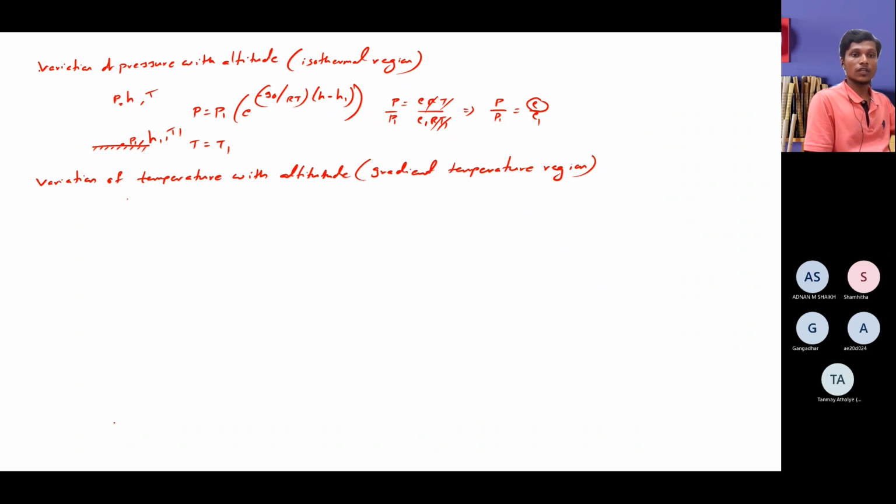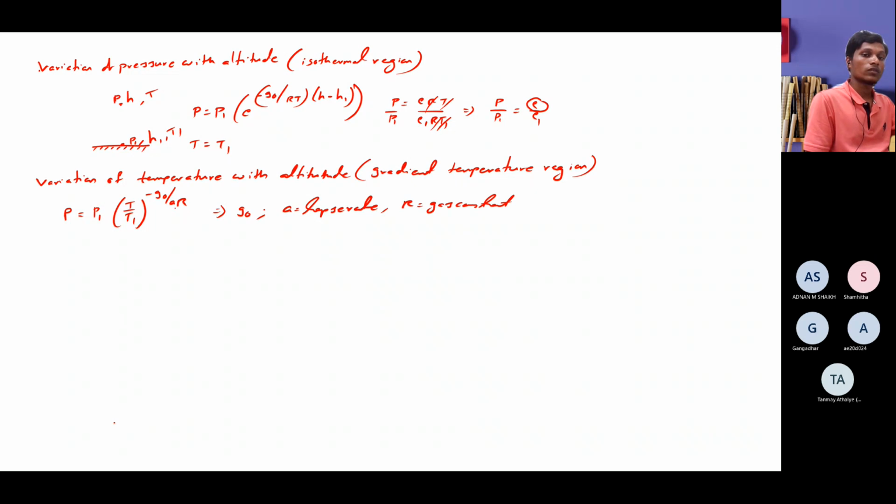So let's see the variation of temperature with altitude in the gradient temperature region. In the same way as we saw how the pressure varies in the isothermal region, we take the same condition in the gradient region. So P is the unknown pressure in the gradient region, and this P can be written as P1 times T by T1 to the power of minus g naught by AR, where g naught is the acceleration due to gravity, A is the lapse rate and R is the gas constant.